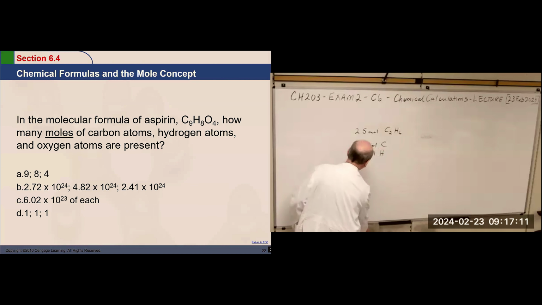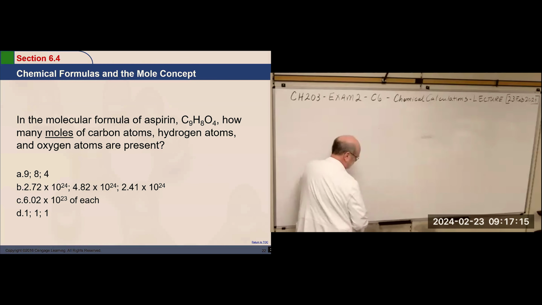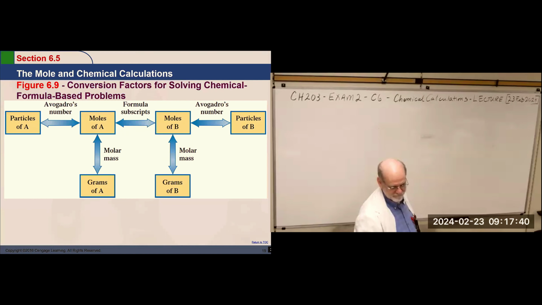Oh, we're back to aspirin again. Let's see, how many moles of carbon atoms, hydrogen atoms, oxygen atoms? Molecular formula. If you just have 1 mole of that formula, then you're going to have 9, 8, and 4. Right? It's that simple.